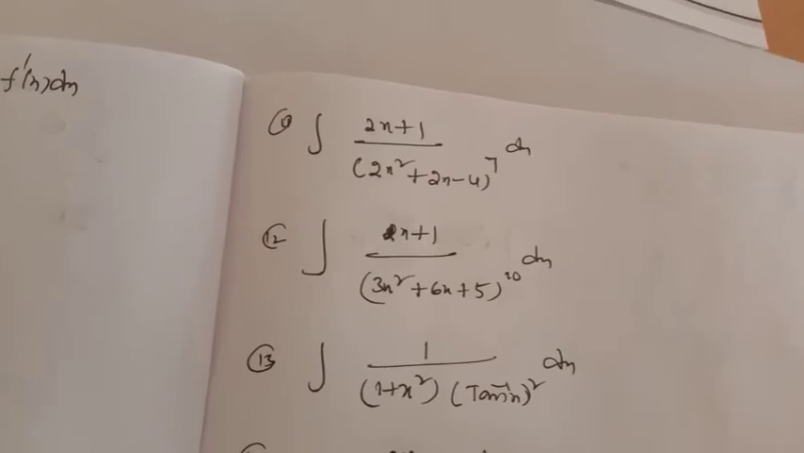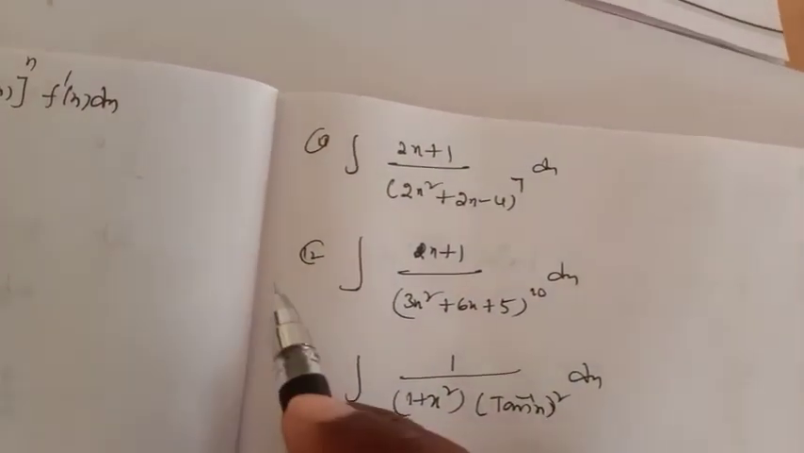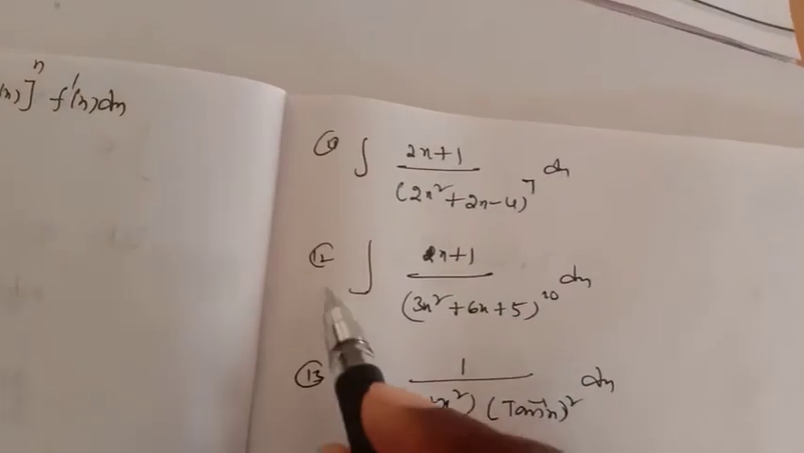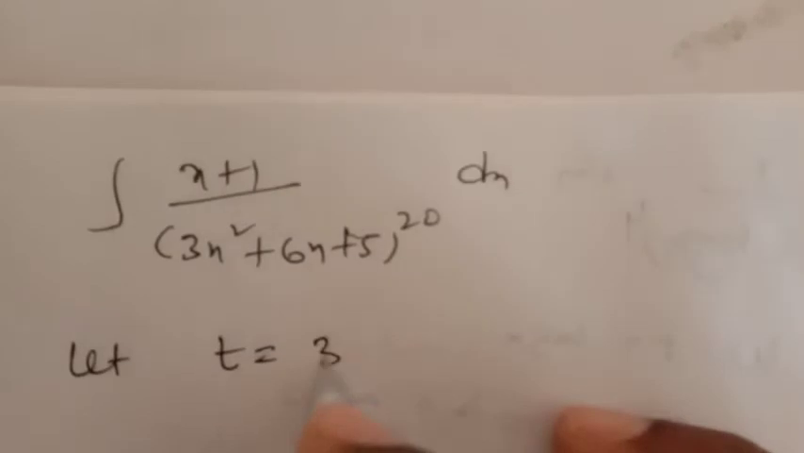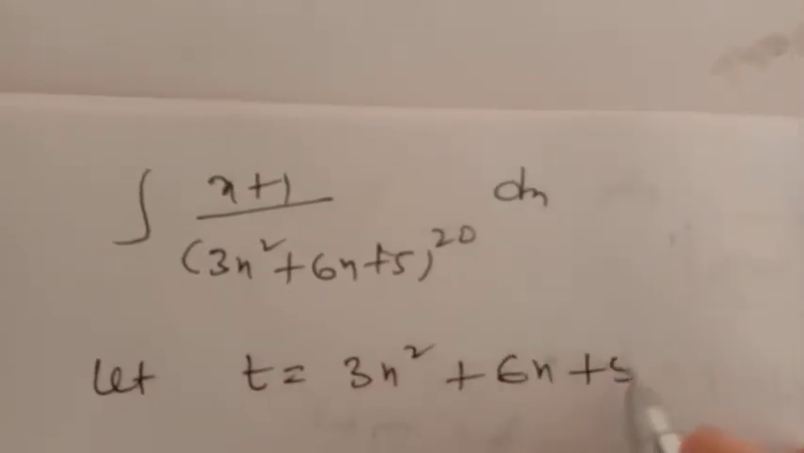And next one, integral (x plus 1) by (3x square plus 6x plus 5) whole power 20 into dx. Let t equal to 3x square plus 6x plus 5.